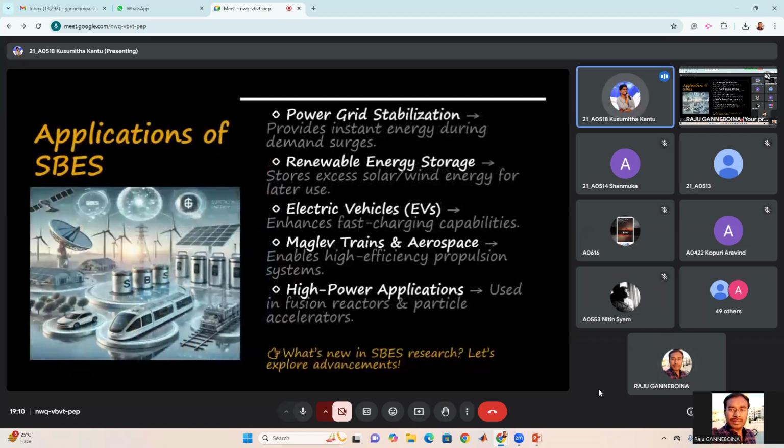And the applications of SPES, power grid stabilization, that is, it delivers instant energy when demand spikes. And next, renewable energy storage. It saves extra solar and wind power for later use. And electric vehicles, EVs, that helps enable super fast charging. Maglev trains and aerospace. It powers high efficiency transportation systems. High energy, high power applications, that is, it is used in fusion reactors and particle accelerators.